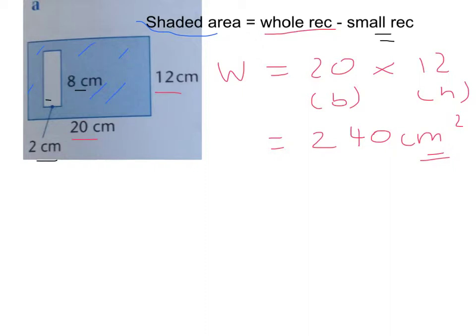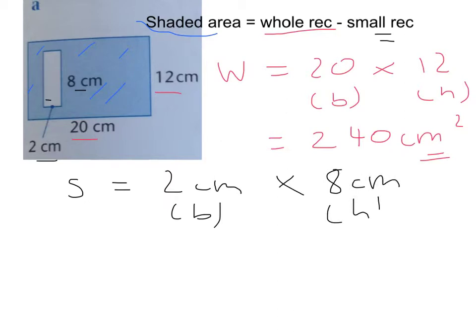That's the whole one. Now for the small one, we have to do, again, breadth, which would be 2 centimeters. So 2 centimeters is our breadth. And then we times that by the height, which in this case is 8 centimeters. In this case, this would be height. So we put that in our calculator. We end up getting 16 centimeters squared.